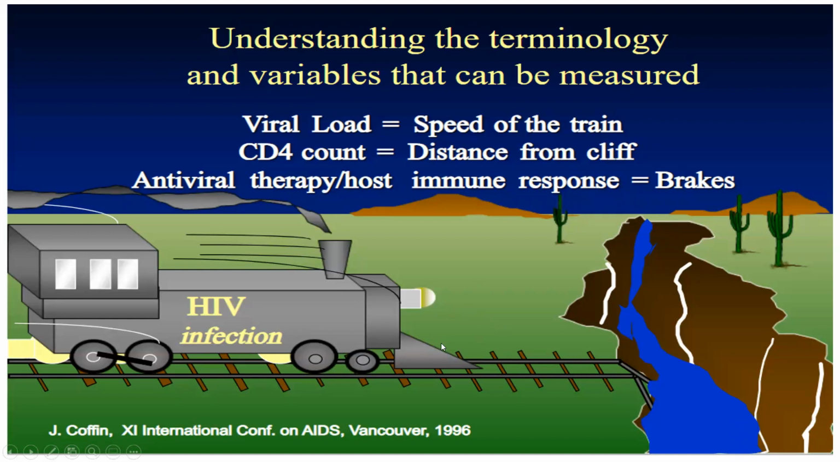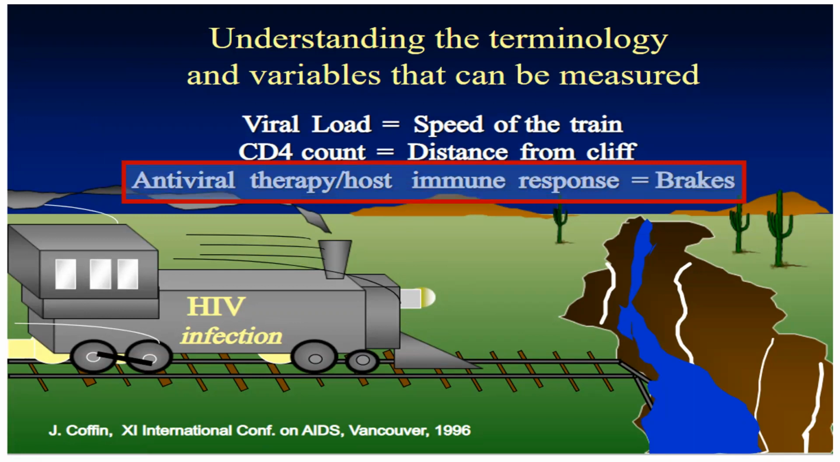So what am I saying? The higher the viral load, the faster the speed. The lower the CD4 count, the shorter the distance. And if the brakes are working properly, it wouldn't get to the cliff. So if the ARVs are controlling properly, then the train wouldn't go down the cliff. The distance might even increase in terms of the CD4 count, and the speed will be lowered because the immune system will lower the viral load. This is just an illustration of how HIV works inside the system of a human being.